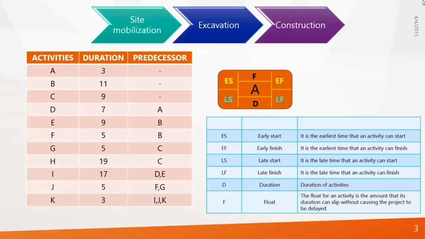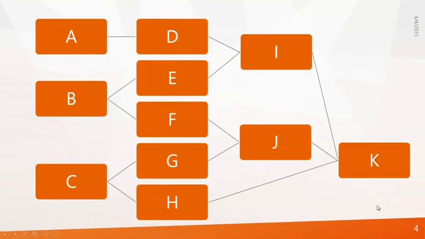Before the launch of every project management software, planners used to draw large network diagrams that describe the early start, late start, early finish and late finish of every single activity. A description of ES, EF, LS and LF is given in this table, and this is how they represent an activity. Now let's see an example for better understanding.